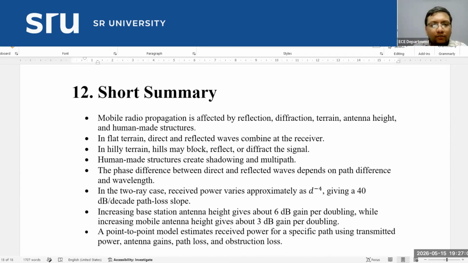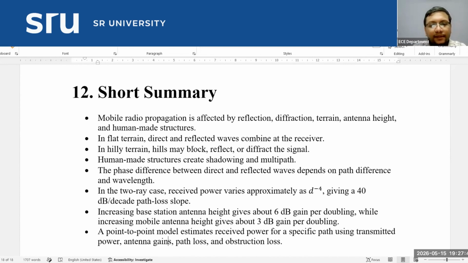So what was our point of learning today? Mobile radio propagation is affected by reflection, diffraction, terrain, antenna height, and human-made structures. In flat terrain, direct and reflected waves combine at the receiver. It means the two-ray propagation model. In hilly terrain, the hills may block, reflect, or diffract the signal. Now, human-made structures create shadowing and multipath.